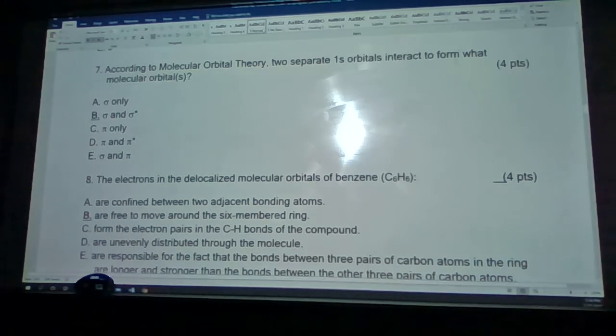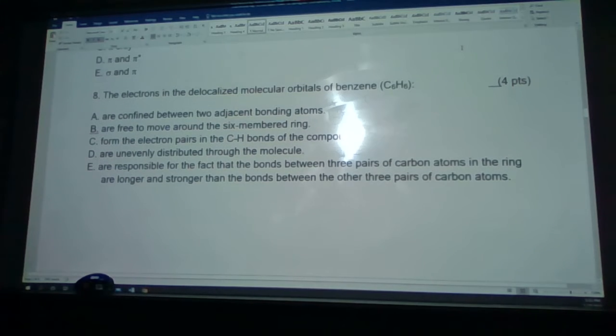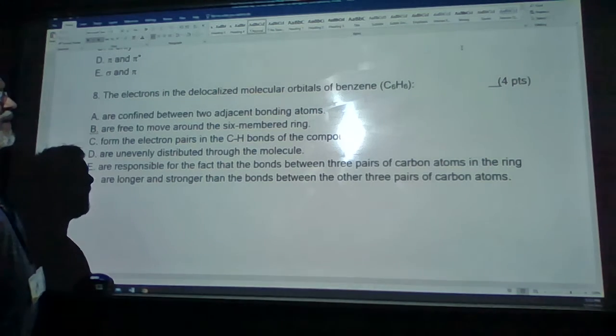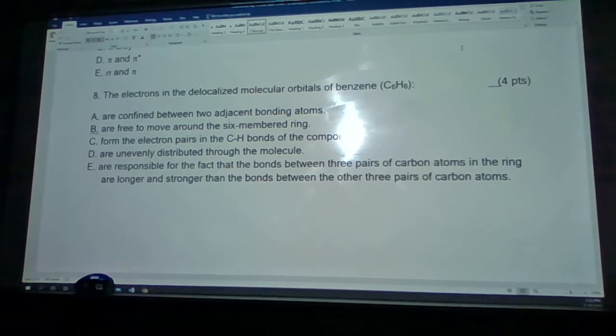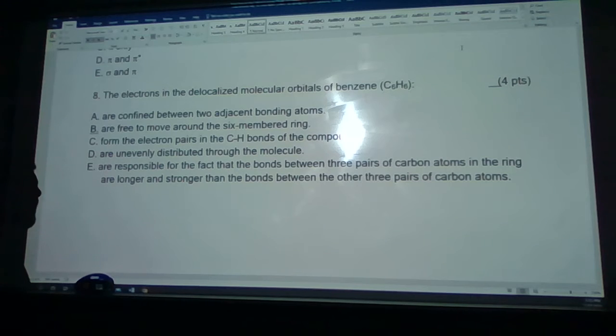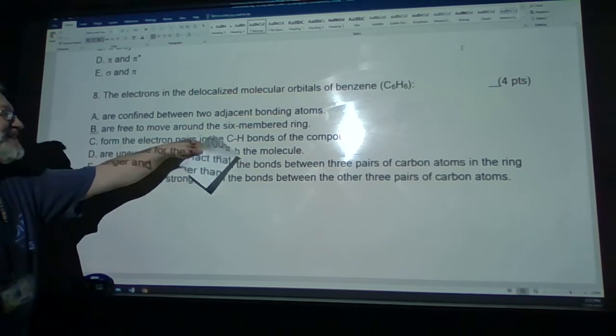Number 8, electrons in the delocalized molecular orbitals of benzene, C6H6, are combined between two adjacent carbon atoms? No. Form electron pairs in the carbon-hydrogen bonds of the compound? No, because these are the single bonds.